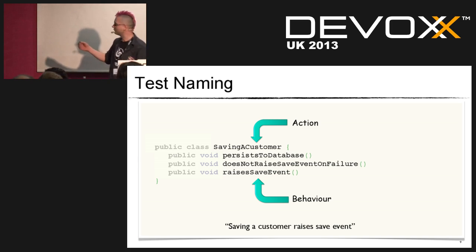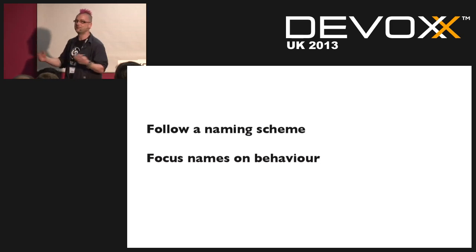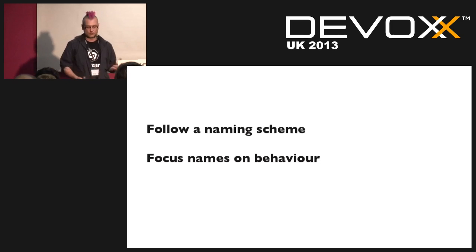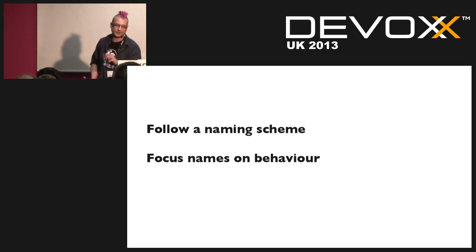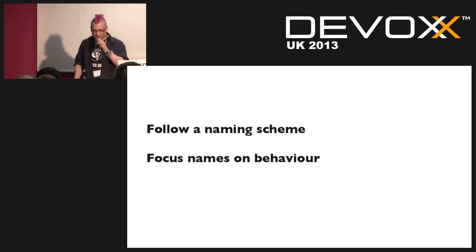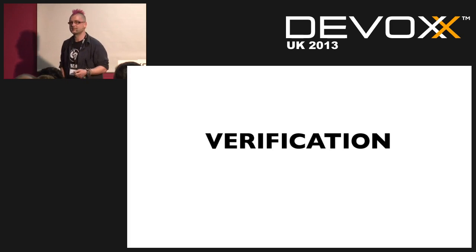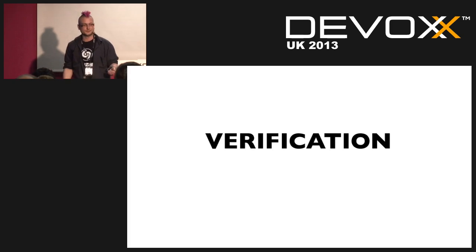So get yourself a naming scheme. I don't really care what it is. You can pick your own, but get one, follow it, and really focus your test names on behavior. So what's next? Verification. What this is, is always seeing your test fail.